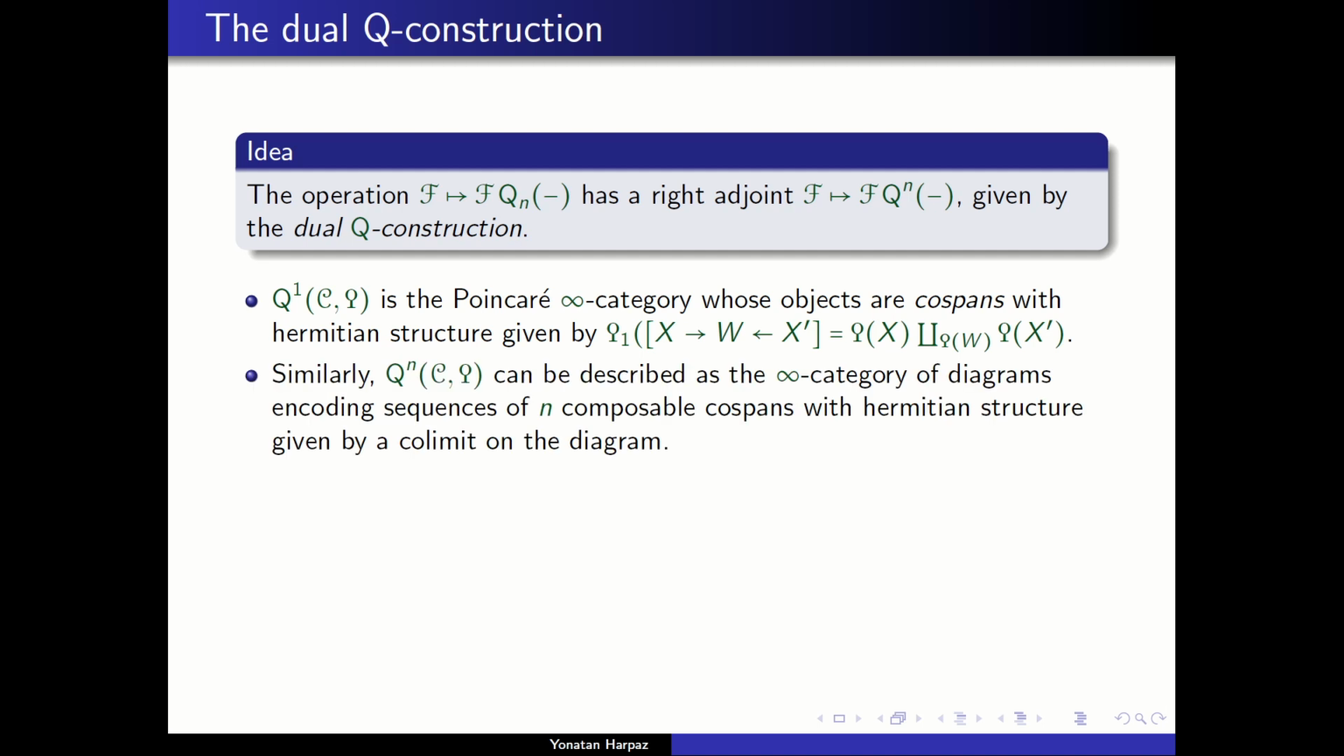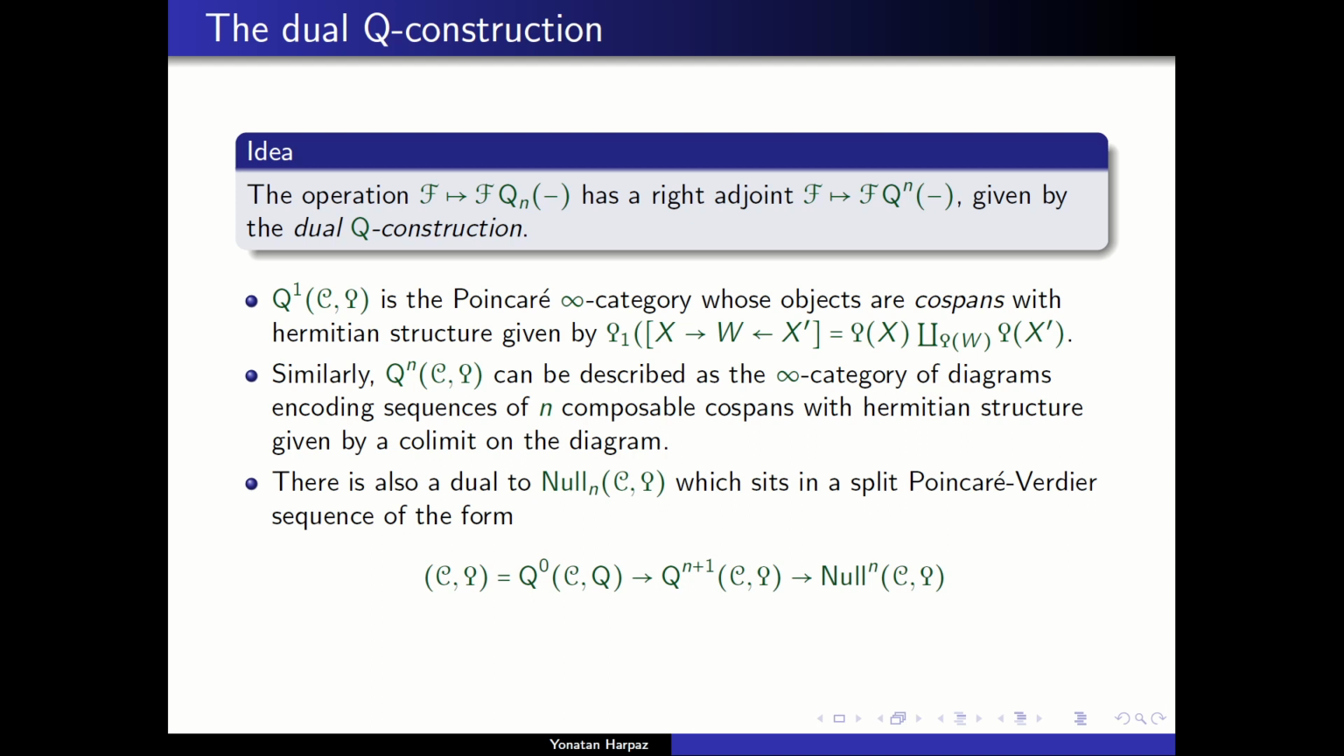And similarly, the dual Q construction in degree n would be an infinity category whose objects are certain diagrams which encode sequences of n-composable cospans. And the Hermitian structure is going to be given by applying Ϙ to this diagram and then taking the colimit, in a dual manner to what happens in the degree n Q construction, where we have spans and the Hermitian structure is obtained by applying Ϙ and then taking the limit.